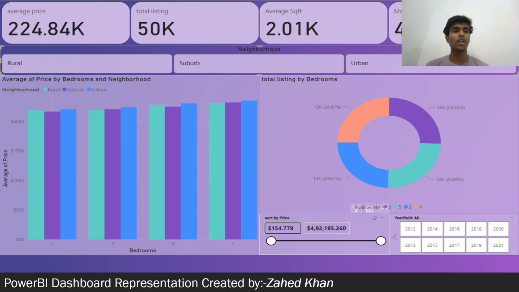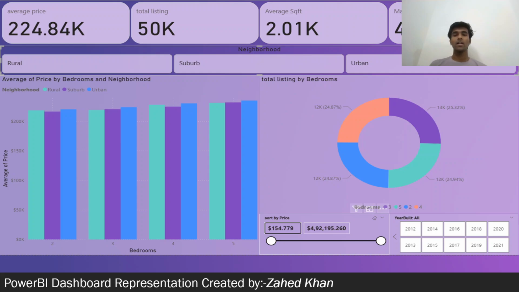As you can see, there are four KPI cards. There are multiple slicers and multiple charts that you can use for finding out each and every aspect of the analysis, such as if you want to see how many total listings there are in the rural areas, the suburbs, and the urban areas. You can simply use the neighborhood slicers to switch between rural, suburban, and urban areas. And as you can see, the analysis clearly states that there are a total of 50,000 listings. Average square feet is around 2K, and the maximum price is around 492K, while the average price is around 224.8K.